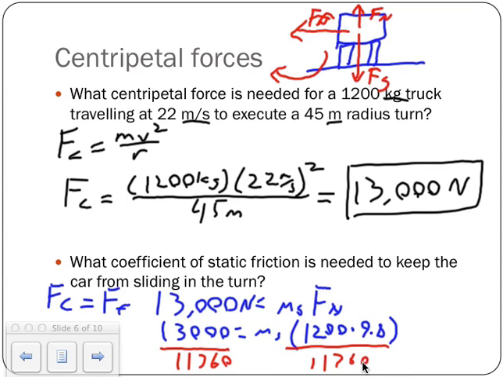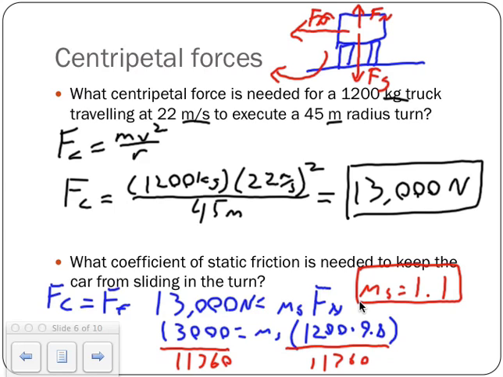So 13,000. Actually, technically, we should be using the unrounded one, not the 13,000. That would originally have been, was it 1,200? I forgot what I had originally here. 1,200 times 22 squared, divided by 45. So 12,906 divided by 11,760, and I get 1.0975. So mu-s is 1 point something, and significant figure-wise it's still two significant figures. So 1.1 is going to be mu.